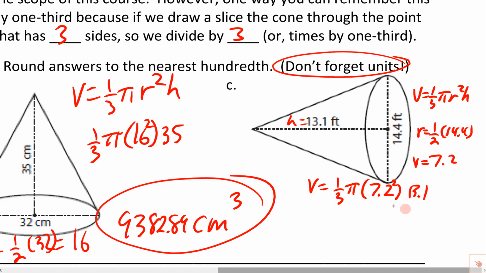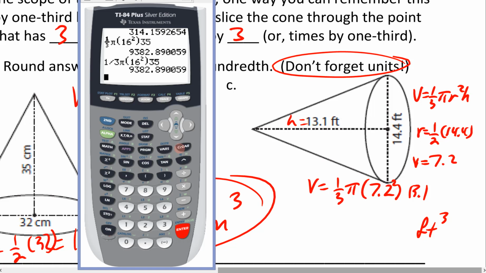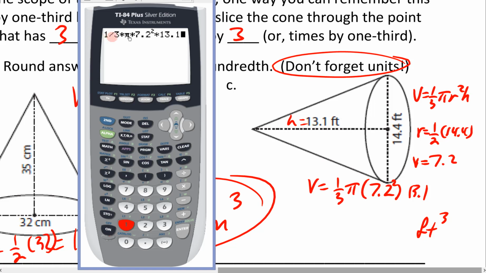So we're going to type that into the calculator, but before I do, we're going to write down the units. The units on this one would be feet cubed. So let's find out what the answer is. Let's plug this in. So I'll clear this off. We're going to do 1 divided by 3. And then if you wanted to, you could hit the times. We're going to do a pi. Then we're going to do 7.2 squared. And then we're going to times that by 13.1. All right, so we've got that all in the calculator. I wrote it a little bit differently, but it should give us the right answer. So I'm going to go ahead and hit enter, and we get 711.156.